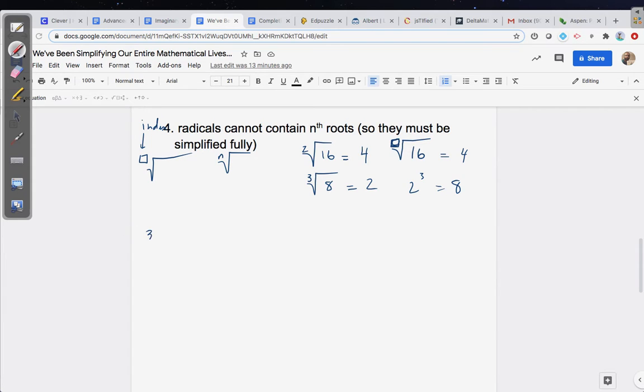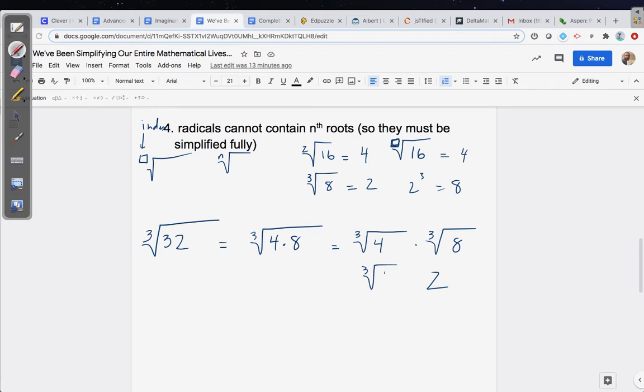Let's say I'm being asked for the third root of 32, and I'm looking for factors that are cubed numbers, not squared numbers, but cubed numbers, and I come up with 4 and 8. And upon further breaking this into pieces, recognize that the cube root of 8 is really just the number 2, and there is no cube root of 4. And so my final answer here would be 2 times the cube root of 4.